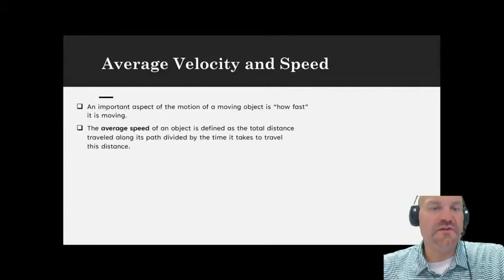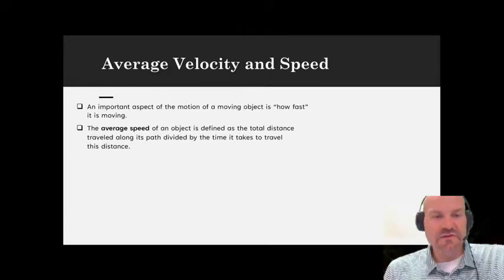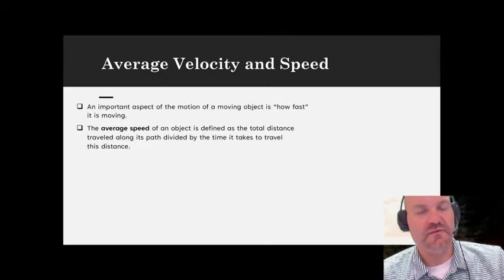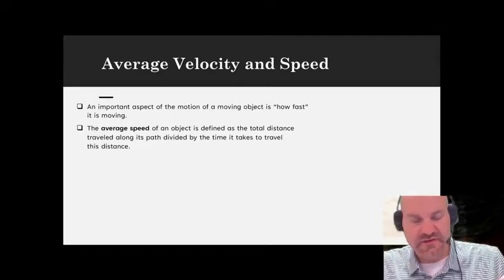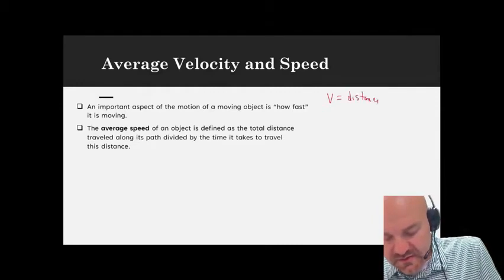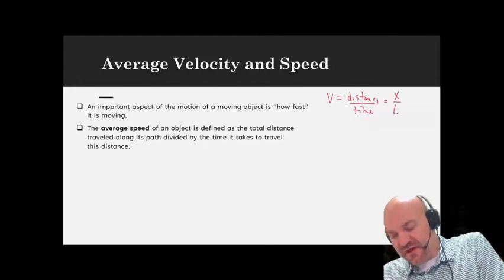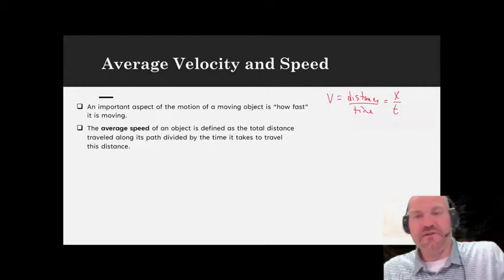Okay, and where does this come from? This is the average speed of an object. So, the average speed of an object is defined as the total distance traveled along its path divided by the time it takes to travel that distance. So, the way we want to think about it is speed is going to be distance over time. Or we can just simply say it's going to be x over t.